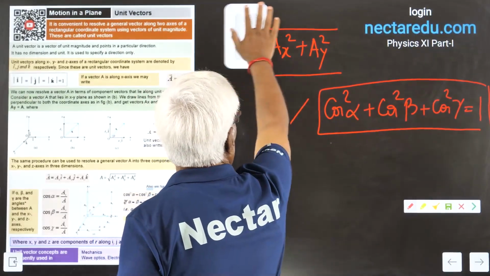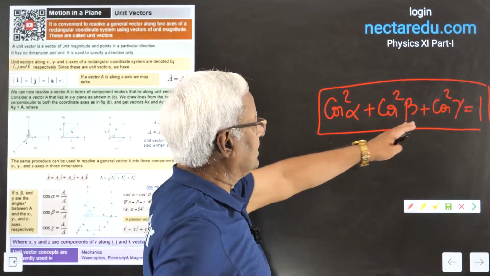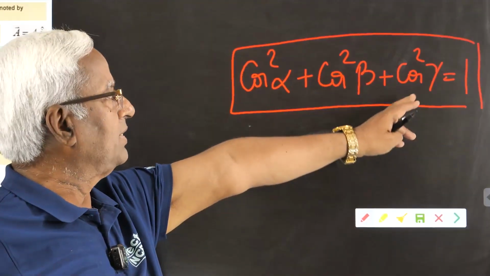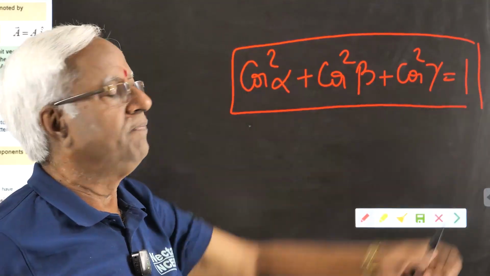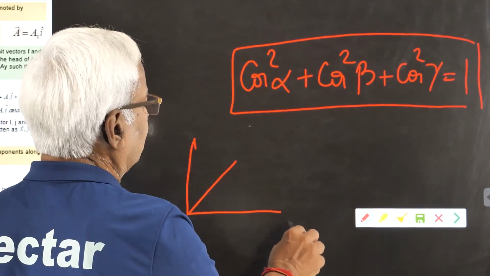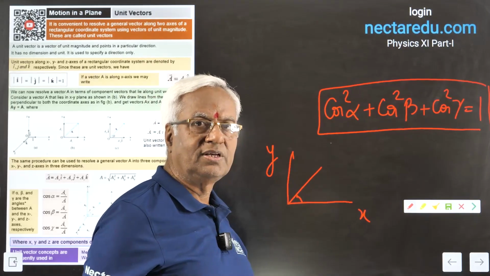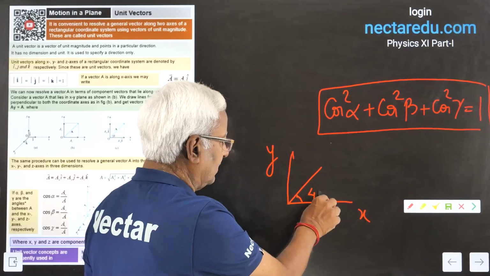And with the help of this relation, if you write all in terms of sine square alpha, sine square beta, sine square gamma, you are going to get this sum as equal to 2. One more thing, if I tell you that there is a vector that makes equal angle with x and y axis, obviously you'll just guess this angle is 45 degrees.